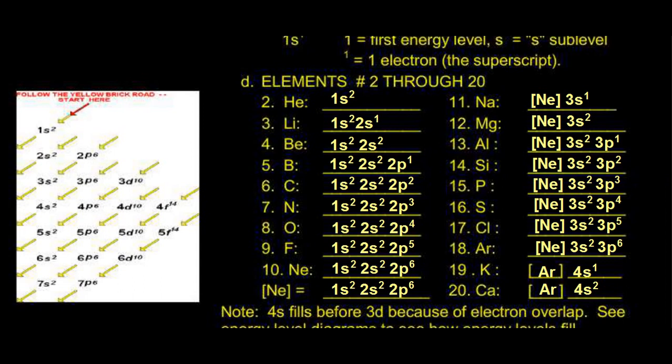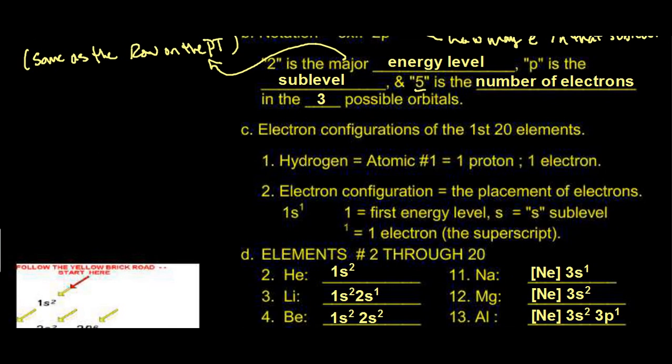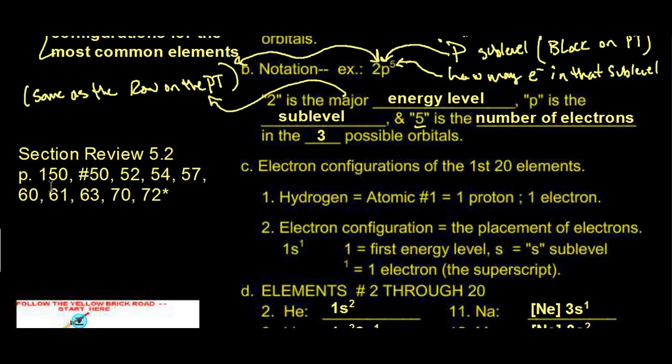I recognize this is going to be a tough section, so we're going to spend some time on this. Don't get frustrated, and let's be sure to ask questions, and we will go slowly through this to make sure everybody gets it. Your assignment is section review 5.2, so complete those pages in your packet, and do this bookwork right here, page 150, problems 50 through 72.